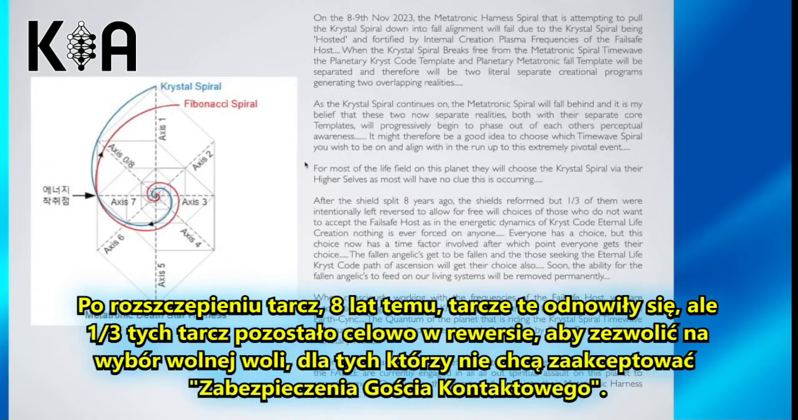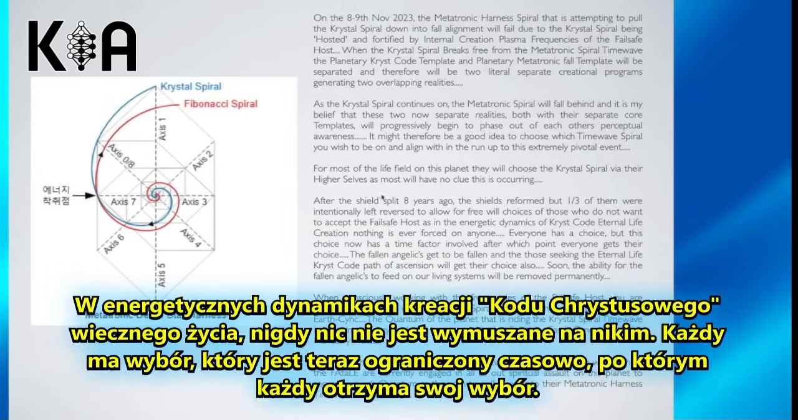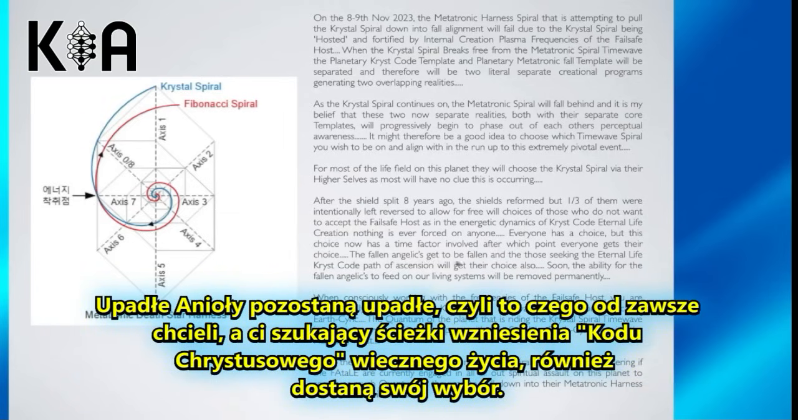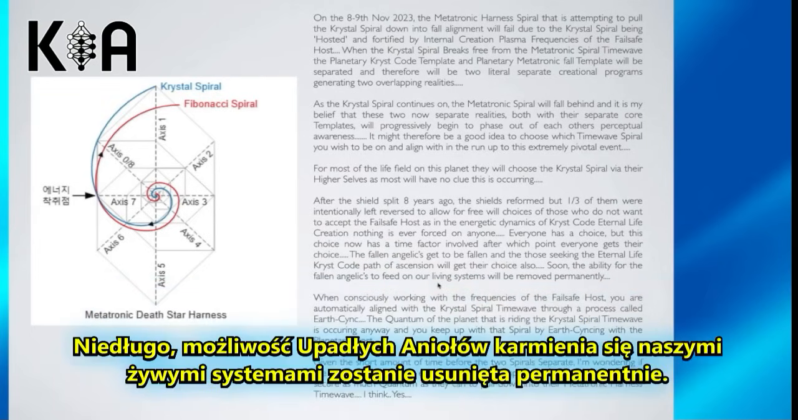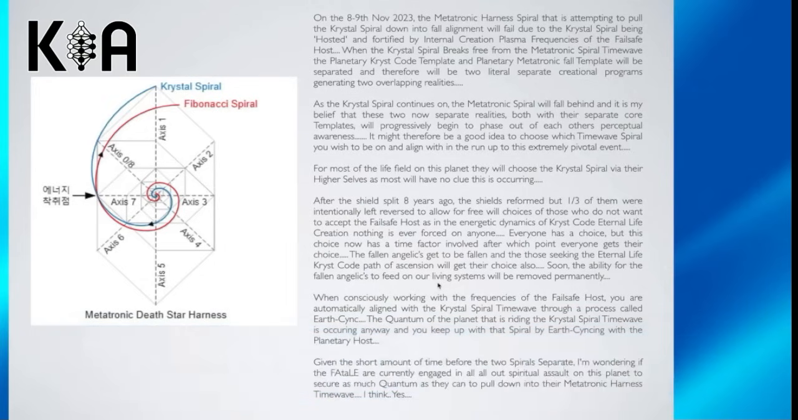After the shield split 8 years ago, the shields reformed, and 1/3 of those shields were intentionally left reversed to allow for free will choices of those who do not want to accept the failsafe host, as in the energetic dynamics of the Christ code, eternal life creation, nothing is ever forced on anyone. Everyone has a choice, but this choice now has a time factor involved, after which point everyone gets their choice. The fallen angelics get to be fallen, which is what they've wanted all along, and those seeking the eternal life Christ code path of ascension will get their choice also. Soon, the ability for the fallen angelics to feed on our living systems will be removed permanently.